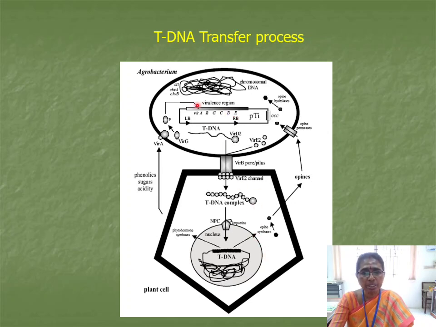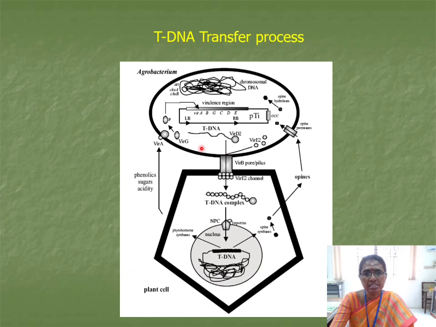Coming to Vir A, it is a phenolic sensor kinase. It is part of a two component system with Vir G, and Vir A phosphorylates and activates Vir G. Whereas Vir G is a transcription factor responsible for activation or induction of all other virulence genes. Whereas Vir B1 to B11 are components of a membrane structure for the transfer of the tDNA.